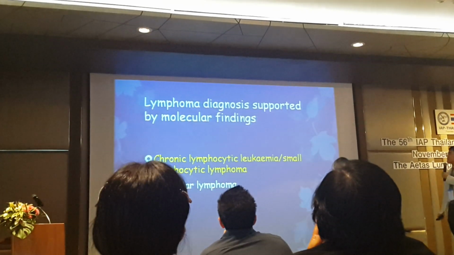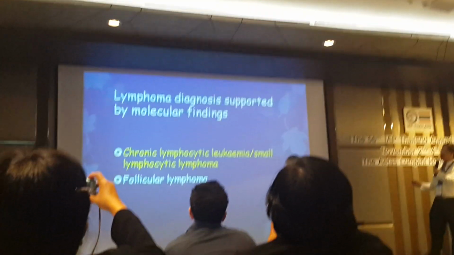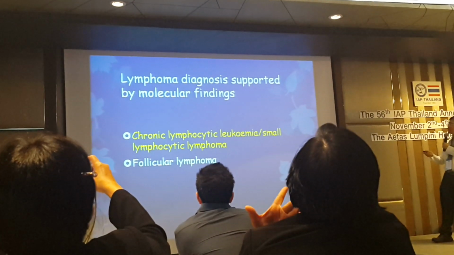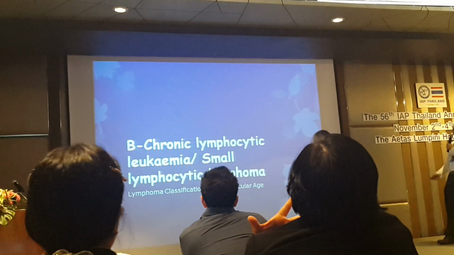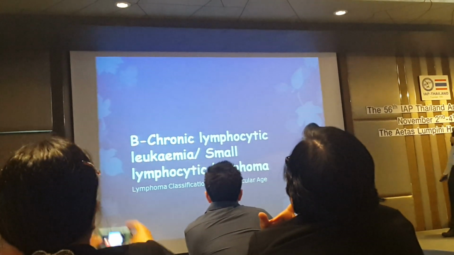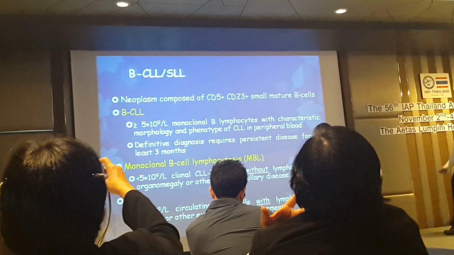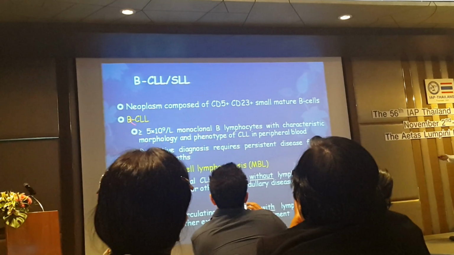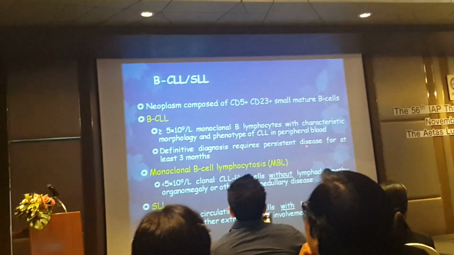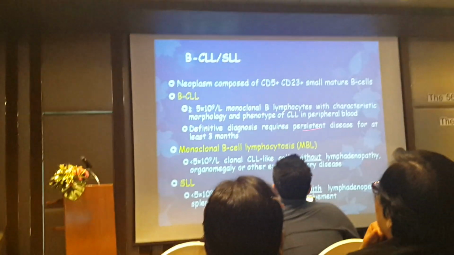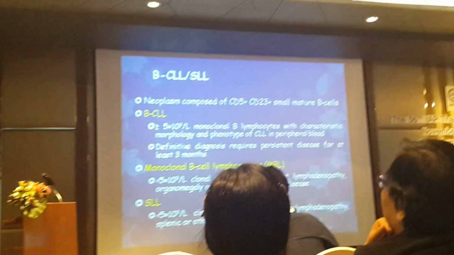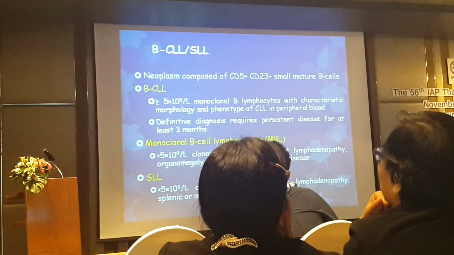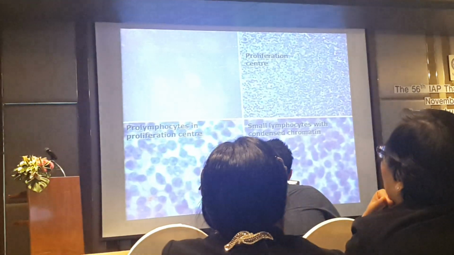The last bit I'm going to mention very quickly as I end is that of lymphoma diagnosis that's supported by molecular findings. And I'd like to mention a little bit about CLL here because we know how to diagnose CLL. The only alteration apart from the numerical criteria is the fact that you need definitive disease, persistent disease for at least 3 months now. But the diagnosis of CLL or SLL is not difficult. We know this disease.